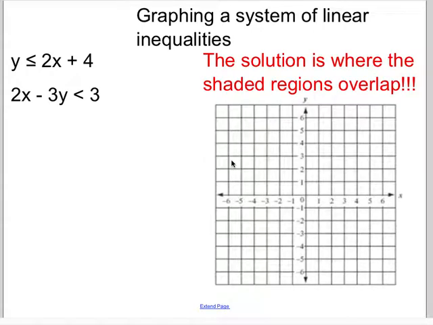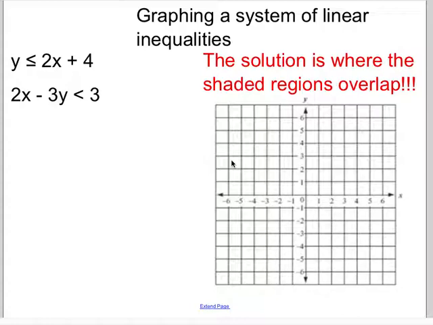Hi, in this video we're going to graph a system of linear inequalities. This is very similar to graphing a linear inequality, but with a system we're going to have two or more inequalities. And so with the linear inequalities, we shaded a region that represented all the solutions. We're going to do the same thing here.